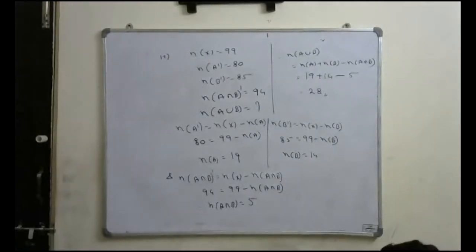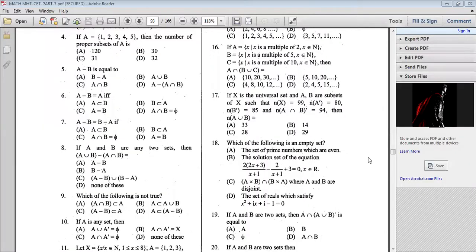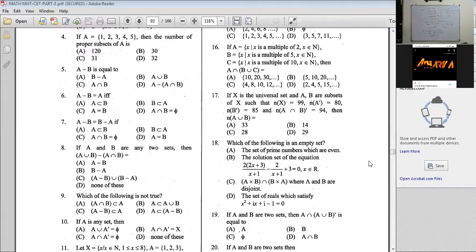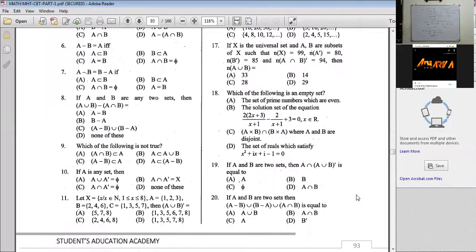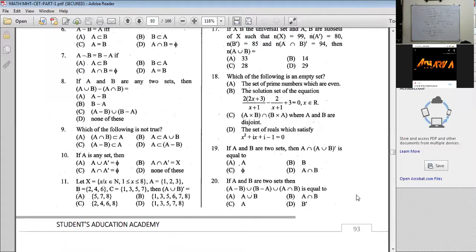Next, look at the next problem. Now, the 18th problem I will explain later. Why? Because in the C option and the D option, there is a concept you don't know yet. Now look at the 19th problem. A and B are two sets, then A intersection (A union B)' is how much?